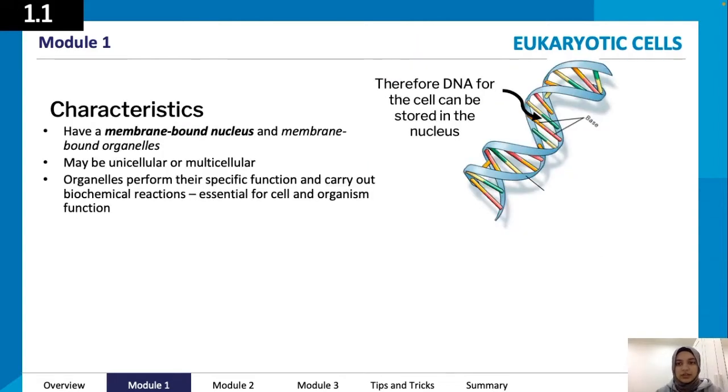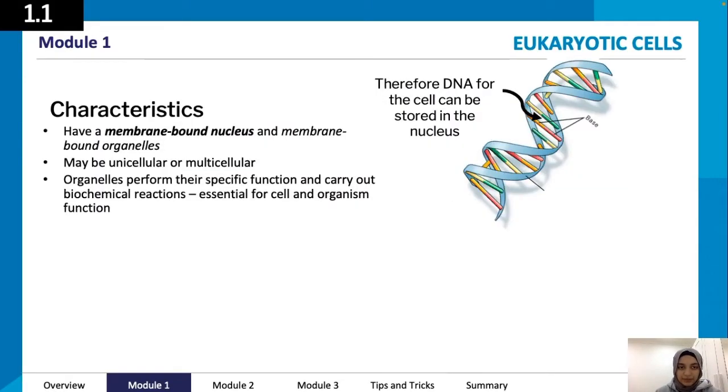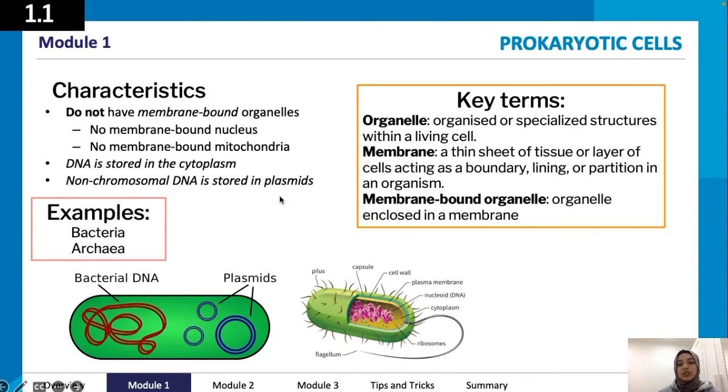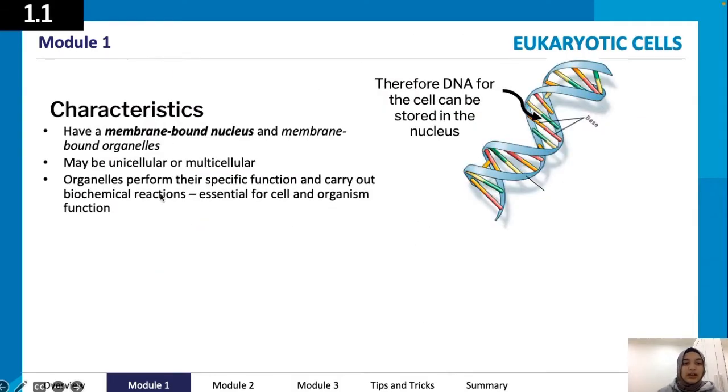Okay, characteristics of a eukaryotic cell. They have a membrane-bound nucleus and membrane-bound organelles, like we talked about in the previous slide, right? So this idea that most of these are going to have a membrane compared to a prokaryotic, which does not have any membrane-bound organelles. So with eukaryotic, unlike prokaryotic, which are just unicellular, eukaryotic can actually either be unicellular or multicellular.